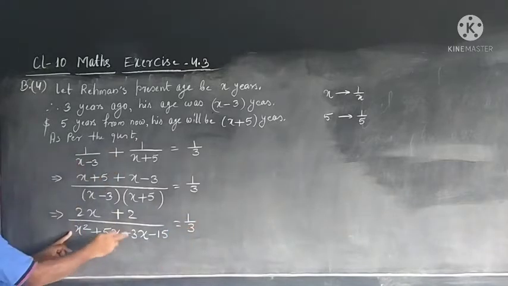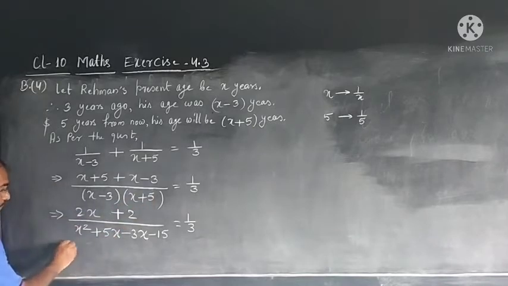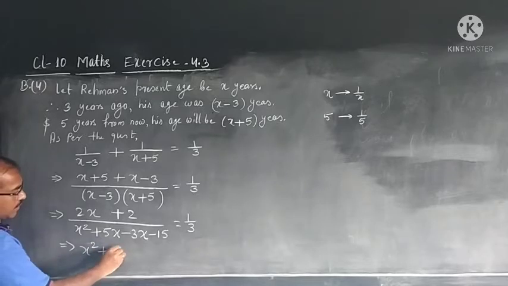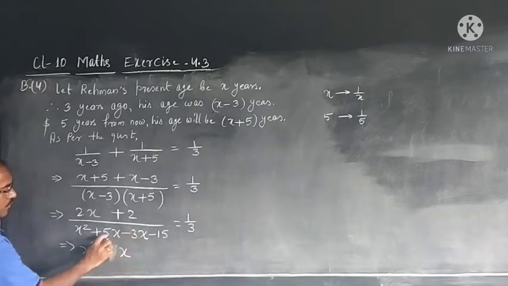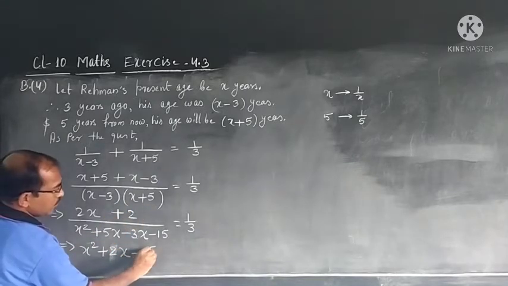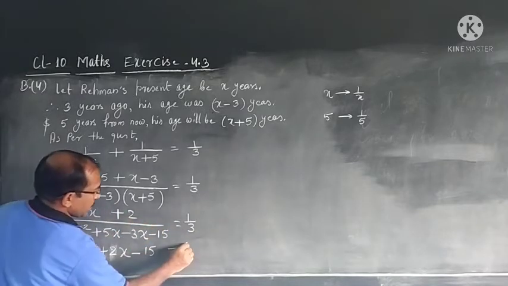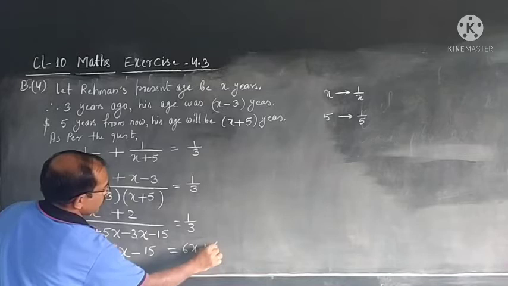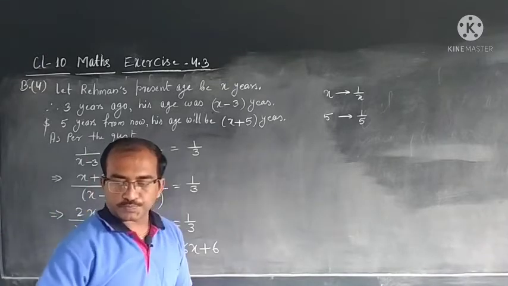Now, all are unlike terms in numerator and denominator, so we go for cross multiplication. x square into 1 is x square, plus 5x into 1 is 5x, minus 3x, we can simplify this also, 5 minus 3 is 2x, into 1, minus 15 into 1. And then 3 into 2x, 3 twos are 6x, and 3 twos are 6. We will bring everything to the LHS, so the RHS will be 0. Let us do that.